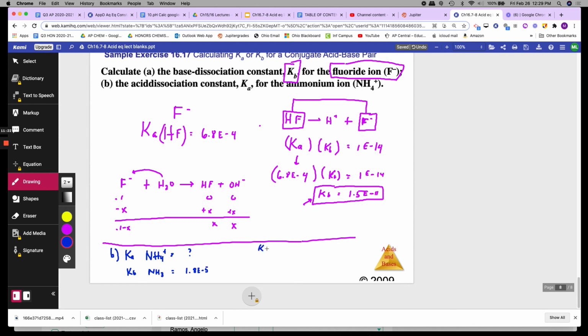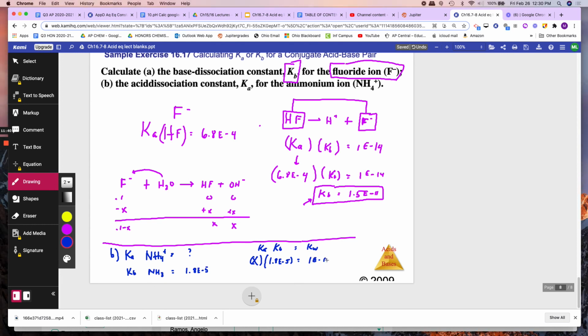So Ka times Kb is equal to Kw. Ka is unknown. 1.8 e negative 5 is Kb. Equals Kw, which is 1 e negative 14. So Ka, which is X, is equal to 5.6 e negative 10.